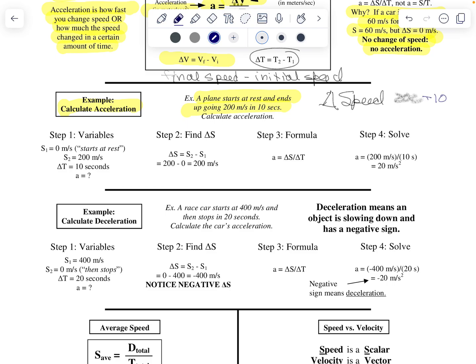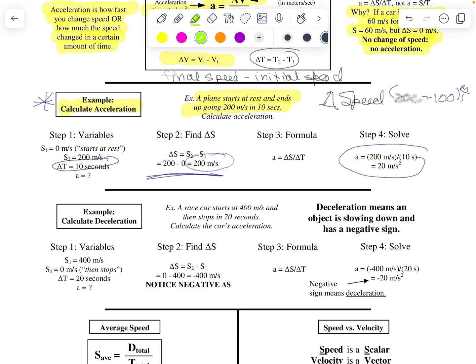200 minus 100 meters per second, which is done right here. So my change in speed will be 200 minus 100, or 200 meters per second. My change in time will be 10 seconds. 200 over 10 is 20 meters per second squared. Reference this when you have an object speeding up.